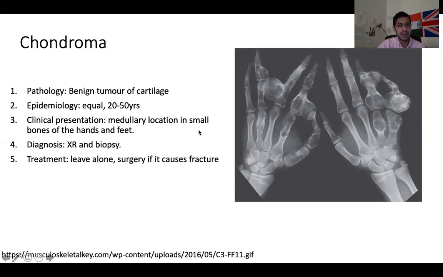Diagnosis, X-ray, biopsy to confirm. Treatment-wise, we tend to leave this alone. And really it's only surgery if it causes a fracture due to just a lytic lesion of the bone.